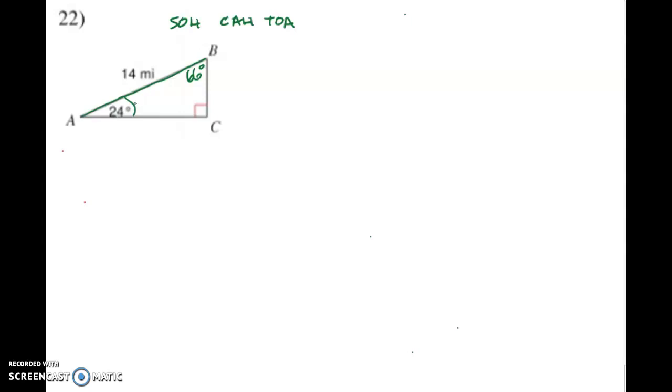So I picked the 24 because I want the adjacent over the hypotenuse. So cosine of 24 is going to be equal to AC over 14. There's my setup. Again, I use cosine because I'm going after the adjacent side to this 24-degree angle, and I'm given the hypotenuse. So cosine is the function that relates the adjacent to the hypotenuse. So moving on here, multiply by 14, multiply by 14. I get 14 times the cosine of 24 is equal to AC.